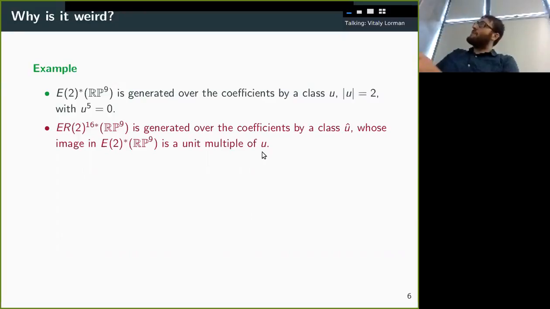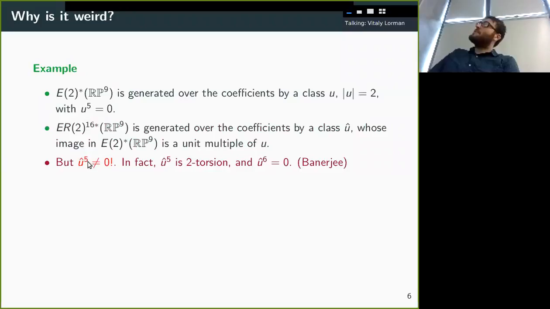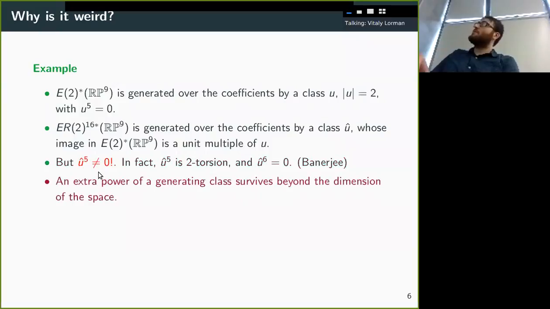So far we have the same analogy between E2 and ER2 cohomology, but the analogy breaks down in an interesting way: the fifth power of this class, U hat, is no longer 0. In fact, the fifth power is 2 torsion, and it's the sixth power that's 0. The case of RP9 was analyzed by Romy Banerjee, and this speaks a lot to why the real Johnson-Wilson theories can be useful for certain applications. Again, you get one extra power of this generating class that survives beyond the dimension of the space. And this is something that doesn't happen in E2 or in general in complex-oriented cohomology theories.